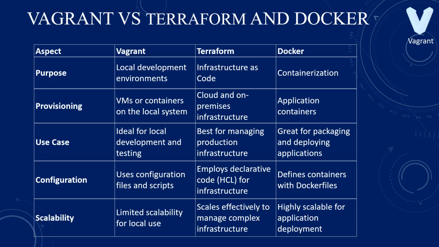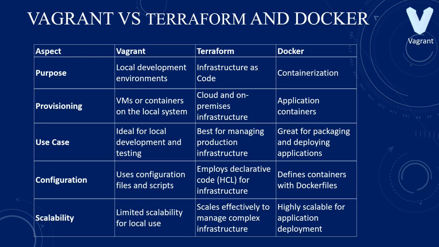The purpose of Vagrant is for local development and work, while on the other hand Terraform is used for infrastructure provisioning and Docker is used for containerization of applications. Next is provisioning: VMs or containers on the local system in Vagrant, while Terraform uses cloud and on-premises infrastructure, and Docker uses application containers.